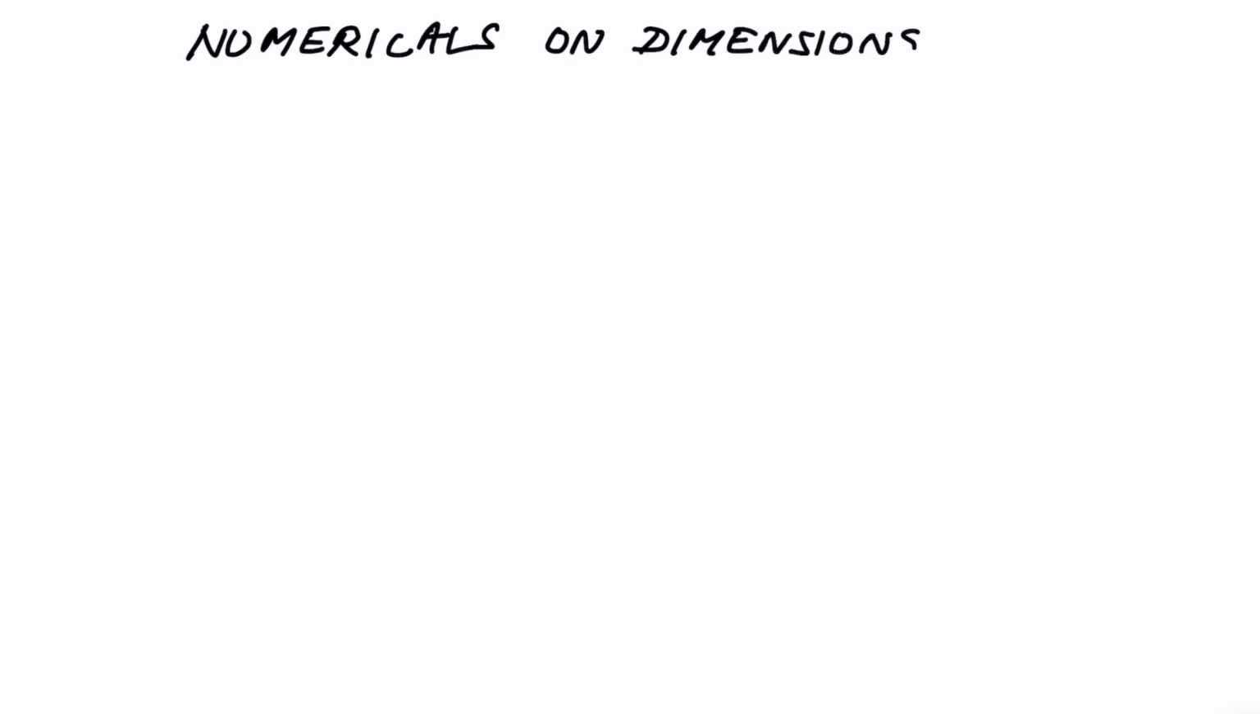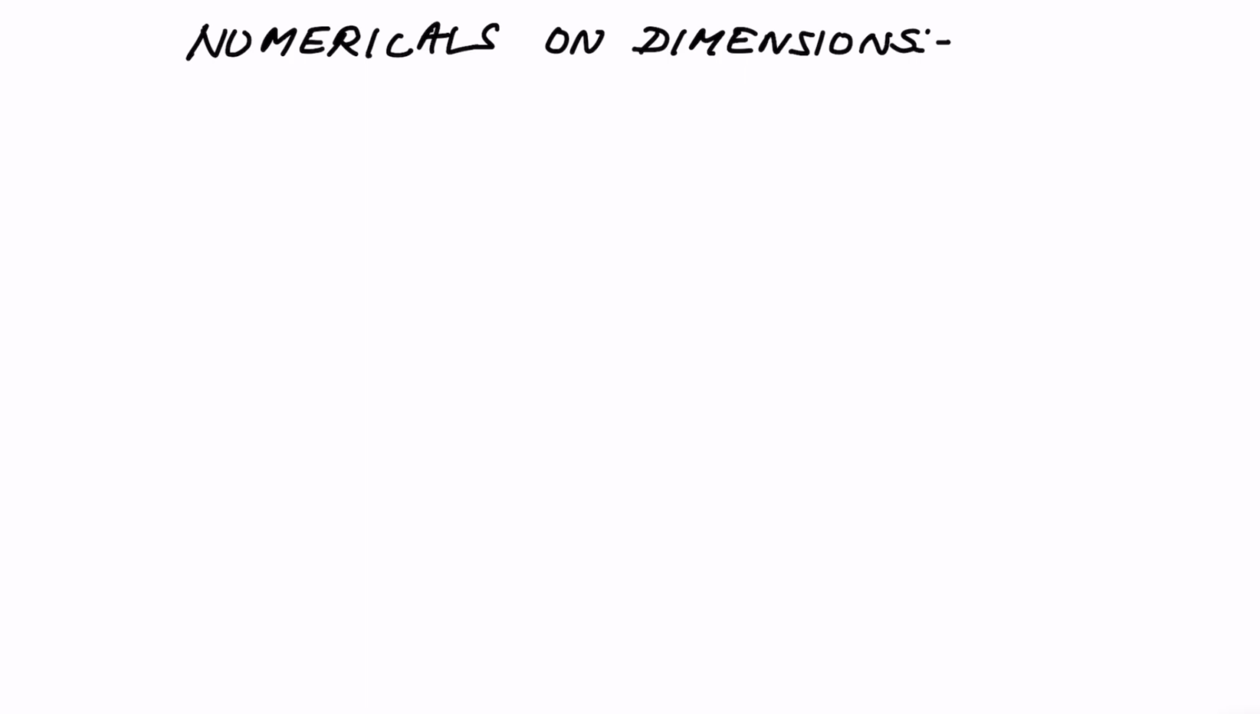This video is on the numericals on dimensions. As already discussed in our video on the uses of dimension, we have seen there are three uses of dimension: to check the accuracy of a relation, to derive a relation between various physical quantities, and to convert from one system of unit to another system of unit.